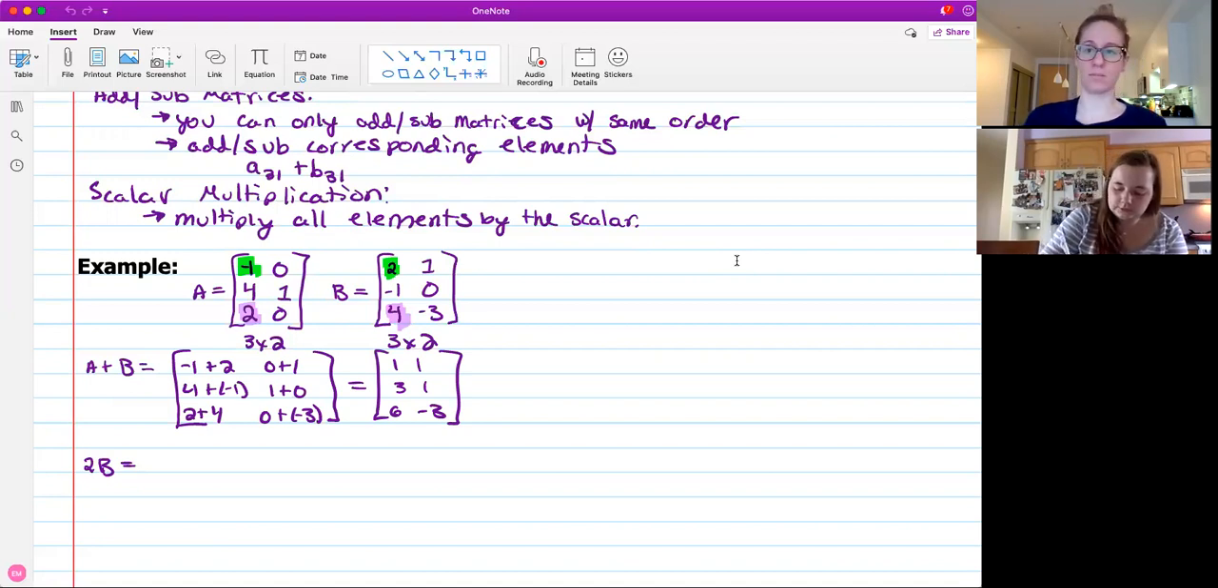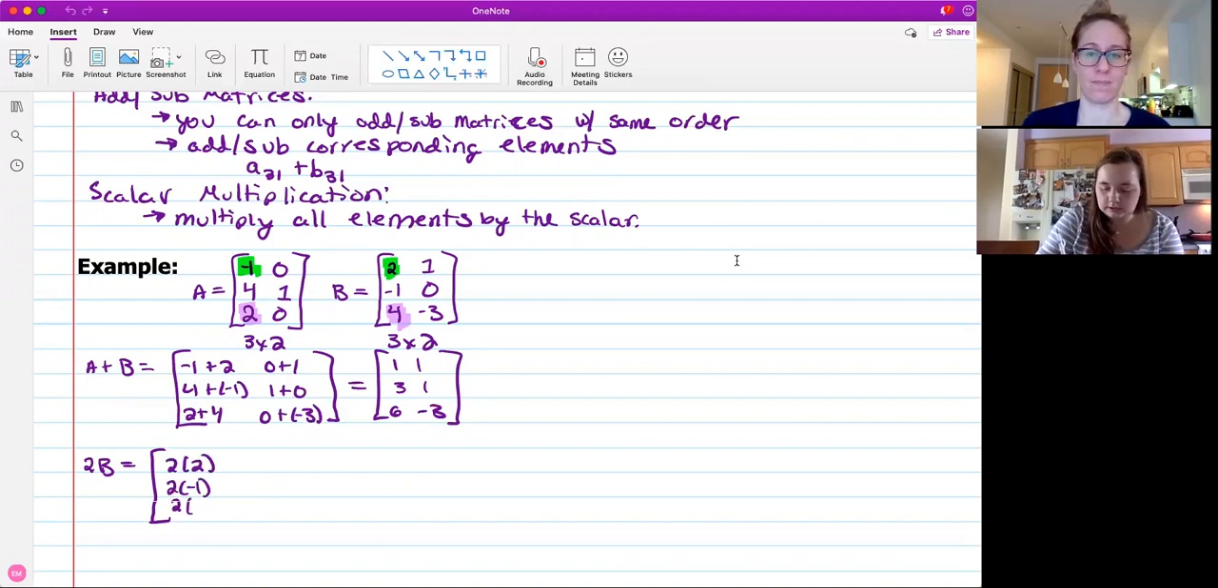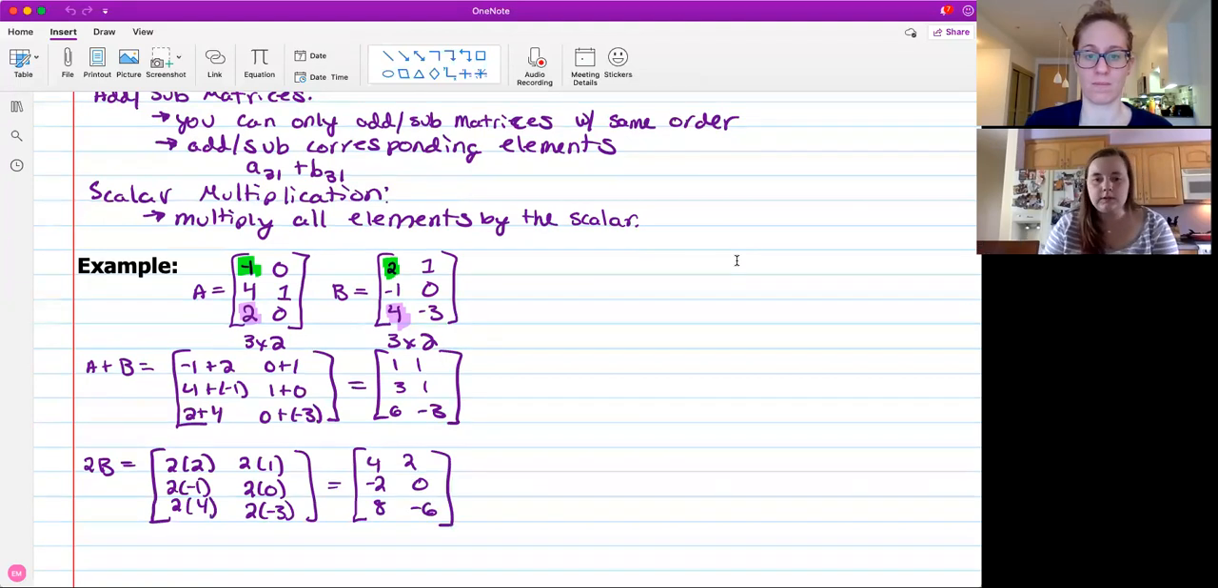Okay, and then to multiply by a scalar, we're using matrix B, and we're just going to multiply everything by 2. So we're going to have 2 times 2, 2 times -1, 2 times 4, 2 times 1, 2 times 0, 2 times -3, and that's going to give us our new matrix, which is 4, -2, 8, 2, 0, -6, just like that.